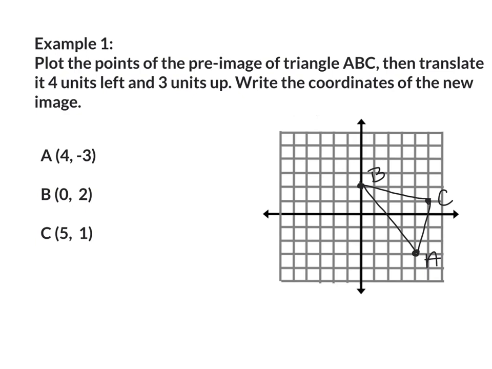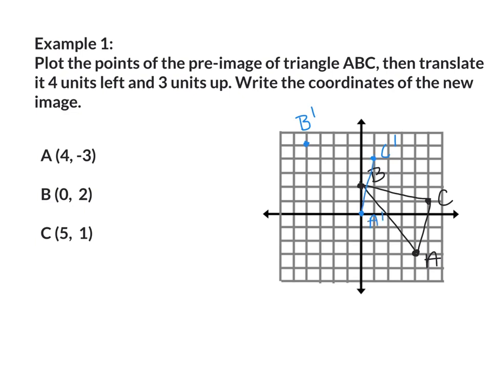So I'll start off with B. So 4 to the left, 1, 2, 3, 4, up 3, 1, 2, 3. So this will be B prime. And the prime means it's the new version of that letter. So now I'm going to go to C. 4 to the left and 3 up. 1, 2, 3, 4, 1, 2, 3. That'll be C prime. Now A, 4 to the left, 1, 2, 3, 4, and up 3, 1, 2, 3. And that'll be my A prime.